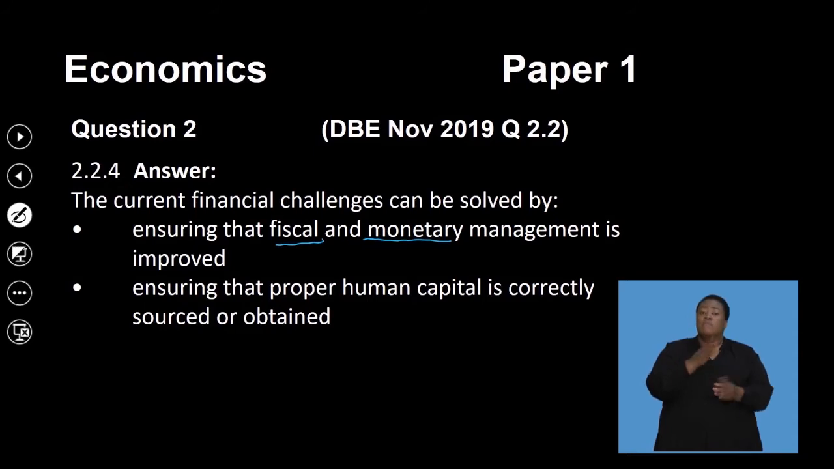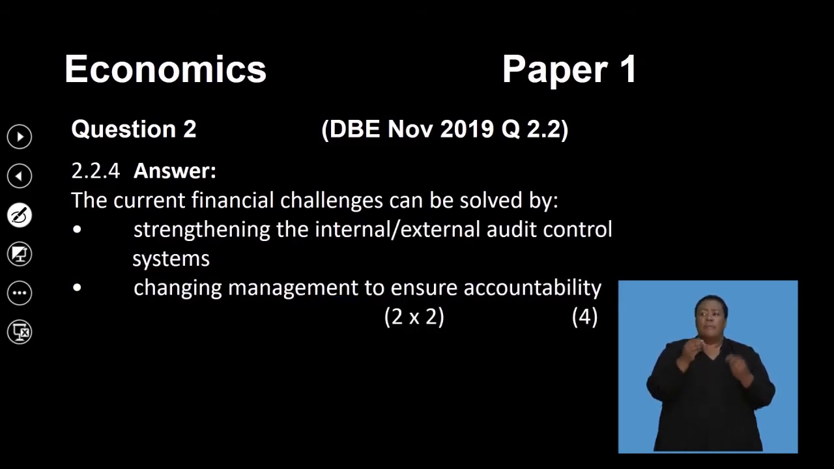Number 2, ensuring that proper human capital is correctly sourced or obtained. What this point means, basically, boys and girls, is you need to ensure that there is competency in terms of people that are running our parastatals there. Number 3, you can talk about strengthening the internal and external audit control systems to ensure that if ever there are any discrepancies, they might be identified and correctly dealt with earlier.